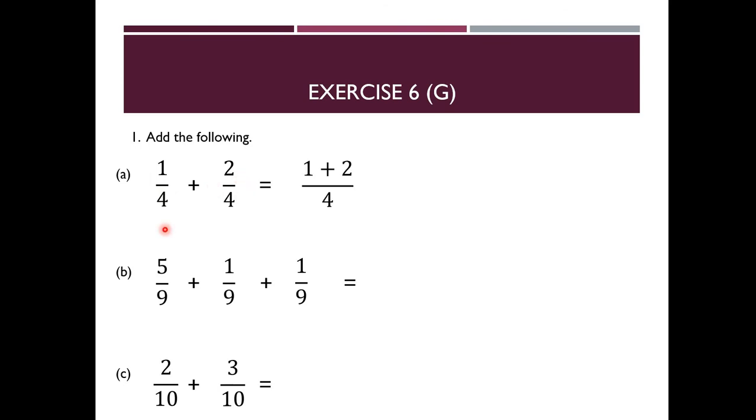Now let's bring it together. 1 plus 2 upon 4, because it is addition and we have the same denominators. So we bring the numerators together. 1 plus 2 is 3. So the answer is 3 upon 4. You directly have to write 3 upon 4 in the textbook. You don't have to show the explanation.